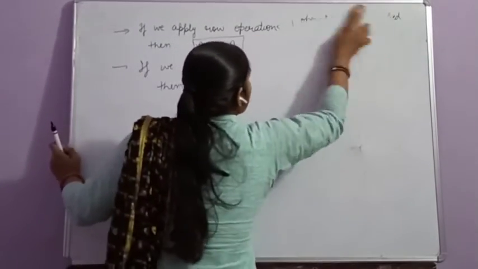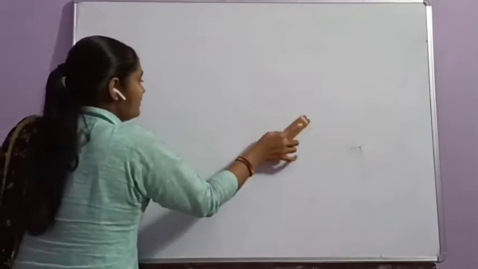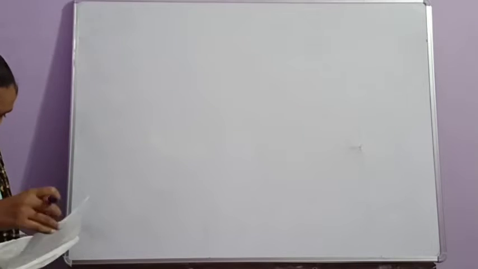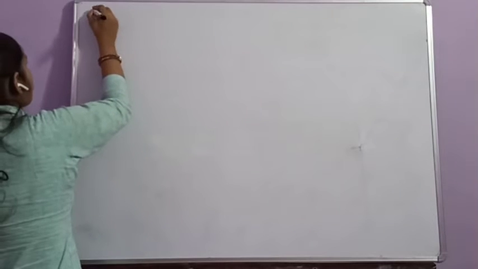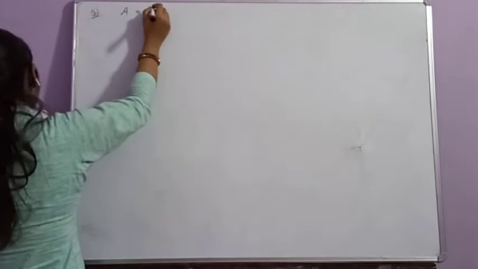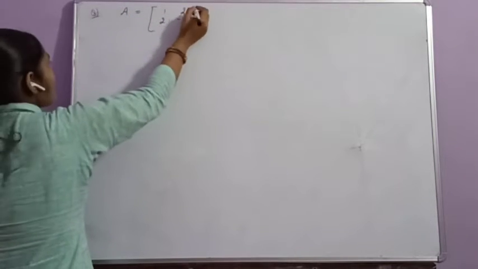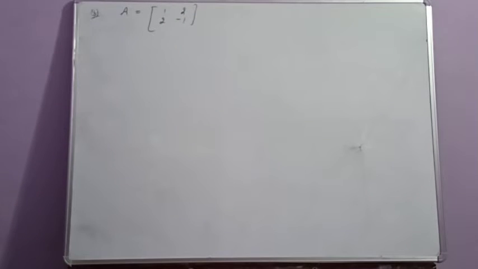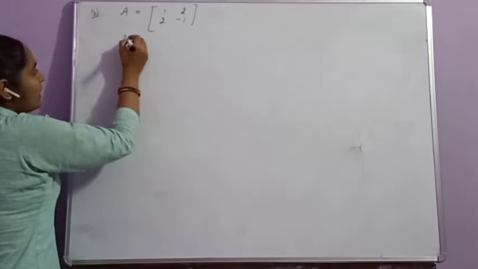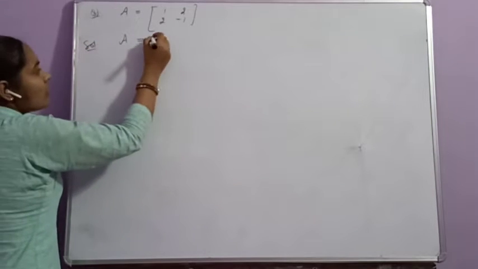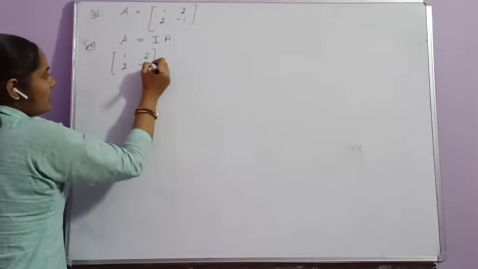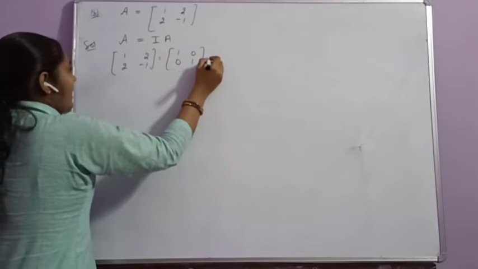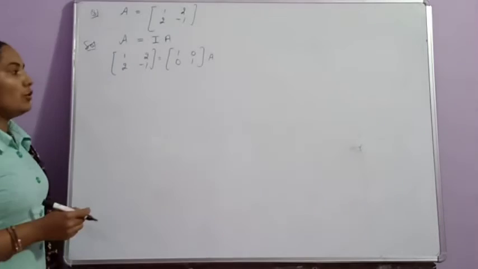For example, using elementary operations, find the inverse of the matrix if it exists: A is equal to [1, 2; 2, minus 1]. Firstly, we find its inverse by applying row transformations. Then we compare it with A is equal to IA. That is, [1, 2; 2, minus 1] is equal to the identity matrix times A, so that we can find the value of A inverse.